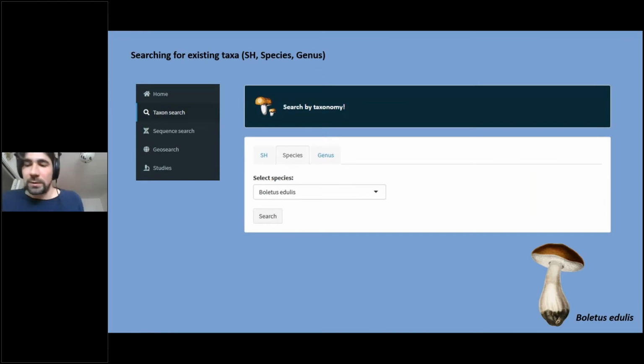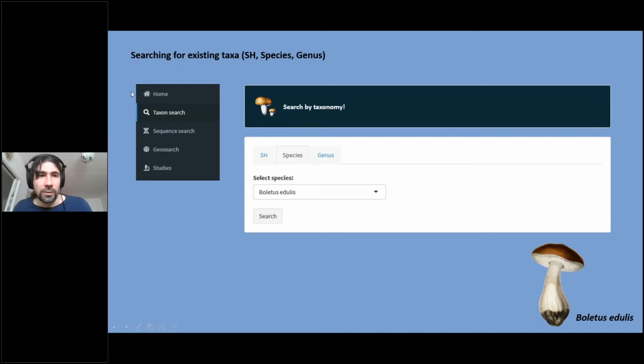Now I will show you an example of how the database can be used. This example is based on Boletus edulis, which is a nice edible mushroom.